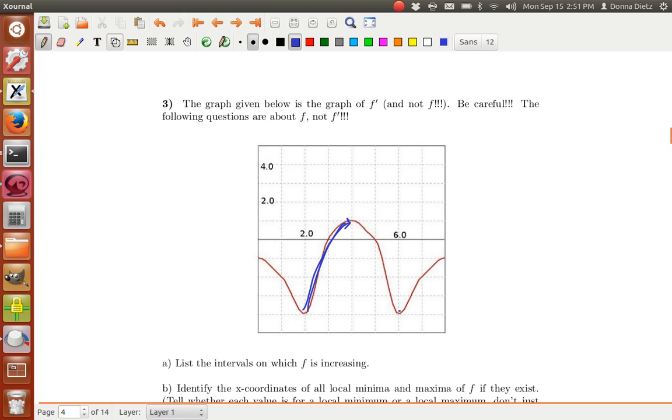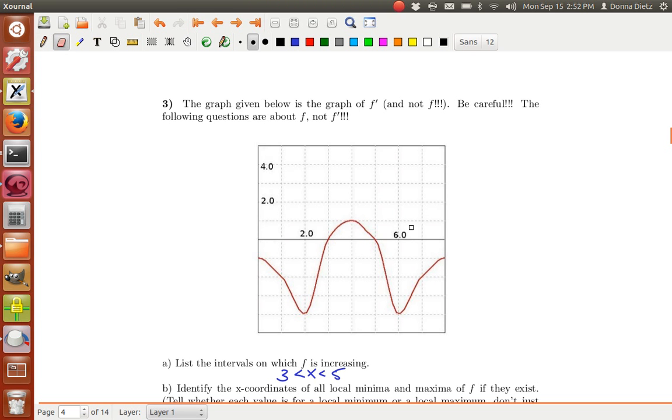f is increasing from here to here, from here to here, but the problem is this isn't f, so I got to read the question again. But that's a typical thing students do, and I just got caught by it again. This is the graph of f prime. Yay! Then I say, all right, f is increasing if f prime is positive. Okay, so it's increasing from 3 to 5.